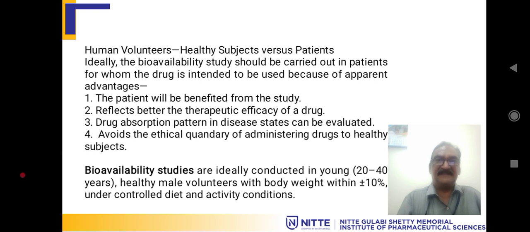The first point is that the patient will benefit from the study. The second is that it reflects the better therapeutic efficacy of the drug. The third, the drug absorption pattern in the disease state can be evaluated. Fourth, it avoids the ethical quandary of administering drugs to healthy subjects.